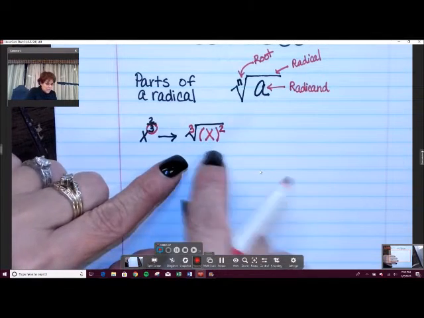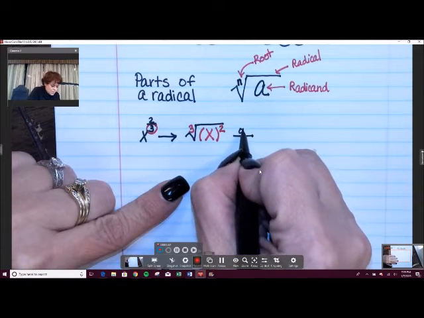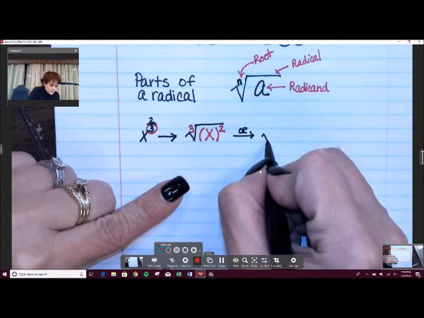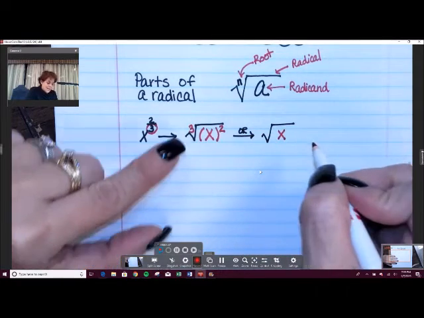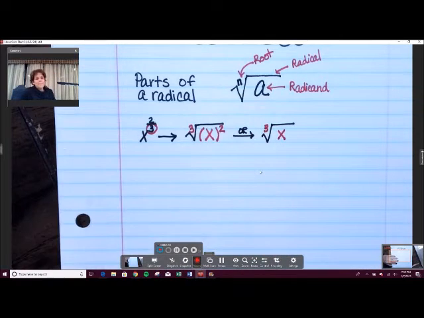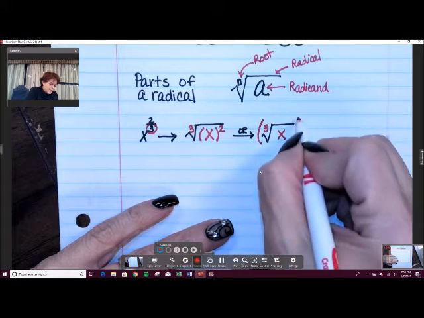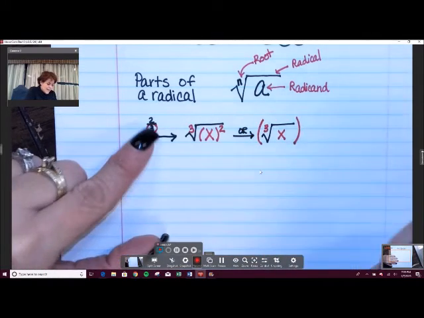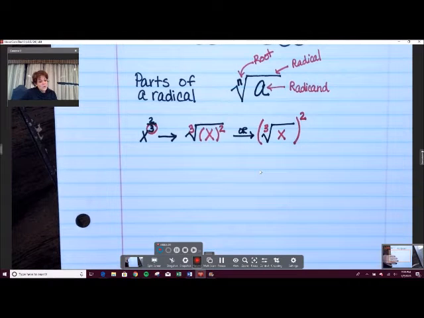Now, I could write it one other way, and I just want to show it to you. I'm going to say or. I'm still going to have the radical. I'm still going to have the x. I'm still doing the cube root. The roots are on the bottom. But there's another way I could have written it. I could have said big old parentheses, and that 2 goes on the outside. The really cool thing is it works either way, whichever way you want to do it. It doesn't matter to me.